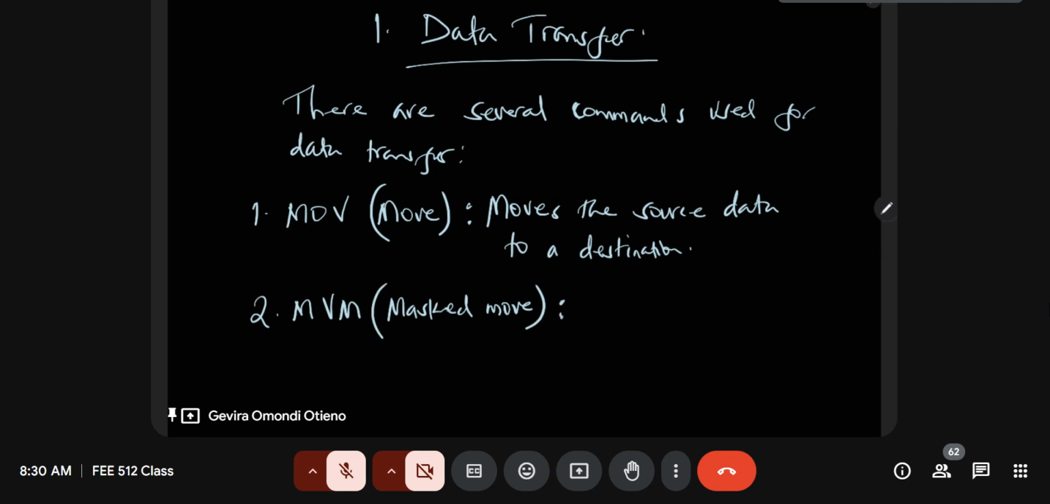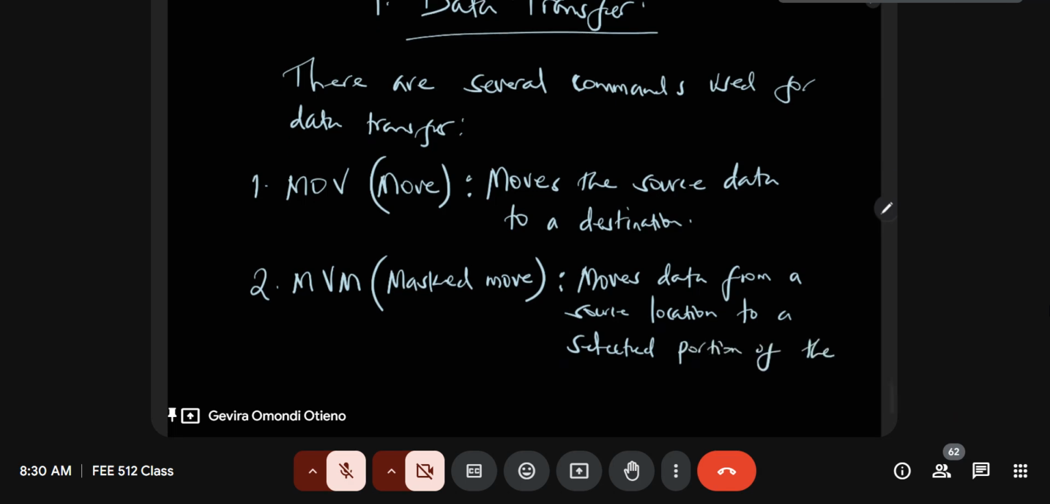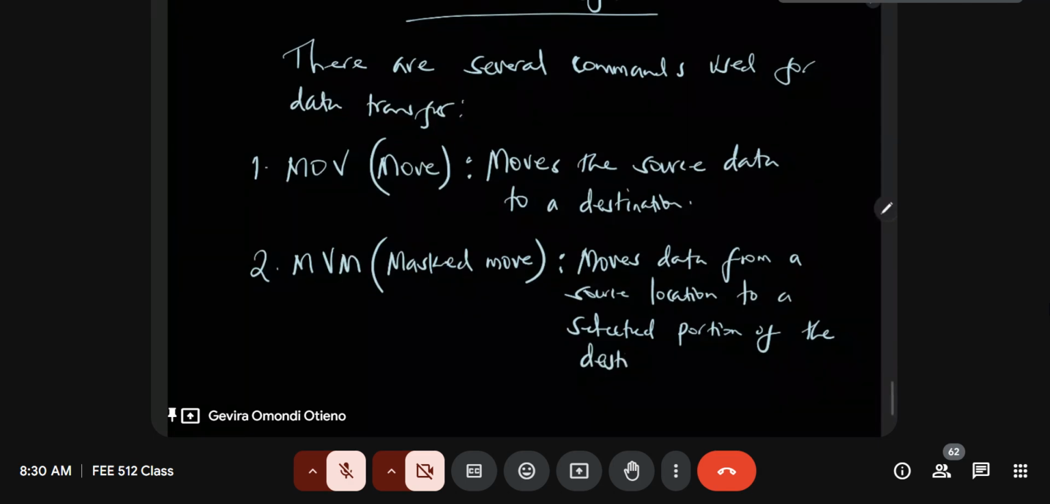But in a nutshell, masked move is a way of moving data still. So I'll say it moves data from a source location, but with a twist, to a selected portion of the destination. I'll explain this further.